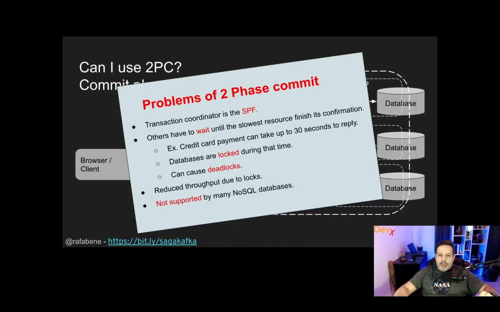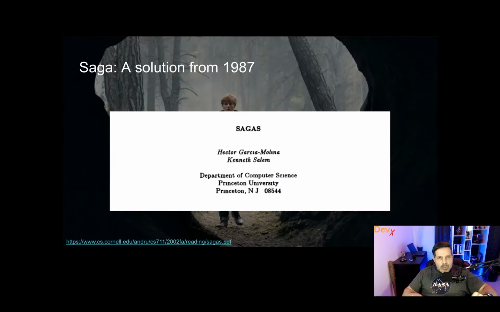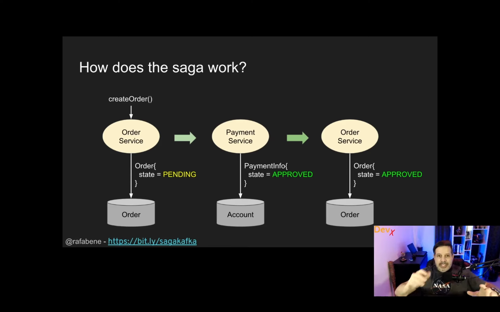And think about NoSQL databases; they're not supported by many of them. Okay, so what is the solution? The solution is to use the Saga Pattern. Saga Pattern is a solution that came from 1987. It's not something new. It was proposed by Hector Garcia Molina and Kenneth Salem. And it uses a state machine.